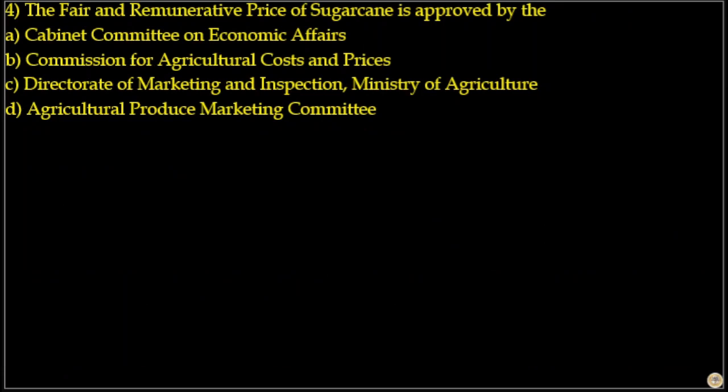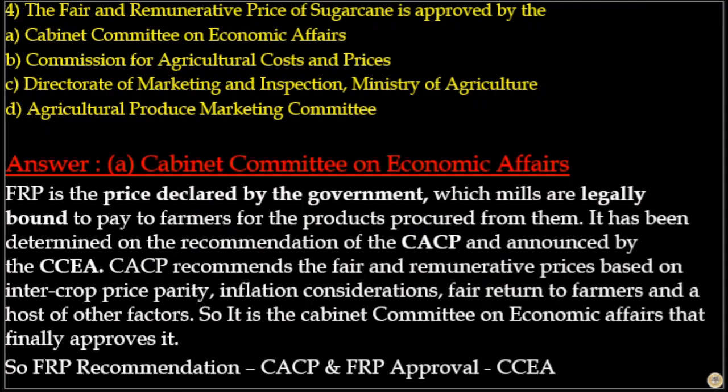Next is, the fair and remunerative price of sugarcane is approved by Cabinet Committee on Economic Affairs, that is correct. So your answer to this question is option A. Fair and remunerative price is the price declared by the government which mills are legally bound to pay to the farmers for products procured from them. It has been determined on the recommendations of CACP, that is Commission for Agricultural Costs and Prices, and announced by CCEA, that is Cabinet Committee on Economic Affairs.